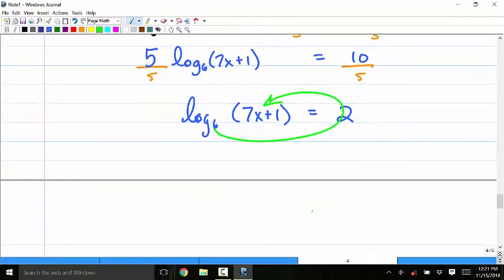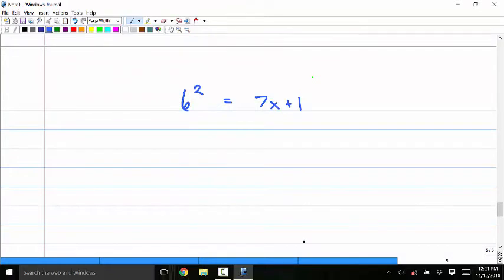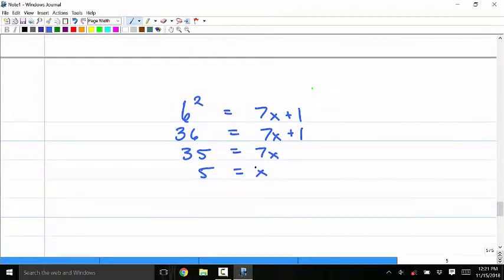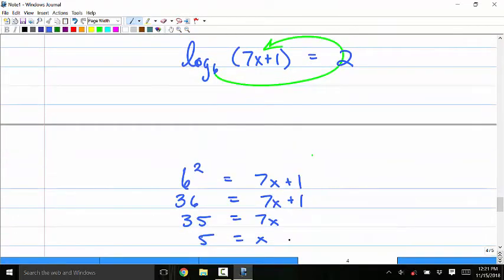All right, 6 squared equals 7x plus 1. 36 equals 7x plus 1. 35 equals 7x. X is 5. Go check it. If x is 5, can that happen? Log base 6 of 36, can you do it? Yes. So that is a solution.